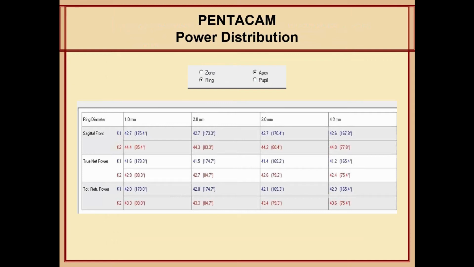Now, if you want to look more into it, you can look at the power distribution. As I said, it could be either the zone or the ring, and it could be either at the apex or at the pupillary size. Most of the time, it's the ring that's more important than the zone, and the apex is more important than the pupillary area. And then you can look at all these values, whether it's the sagittal front, which is like the SIM-K, the true net power, or the total refractive power at the 1 millimeter diameter, 2 millimeter diameter, 3 millimeter diameter, or 4 millimeter diameter.